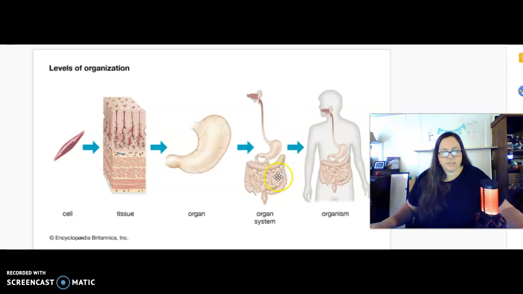All right, organ systems would be a group of organs, I don't know if you hear a theme here, that are working together to perform a particular function, like the digestive system. So the levels of organization allow for organisms to maintain homeostasis.